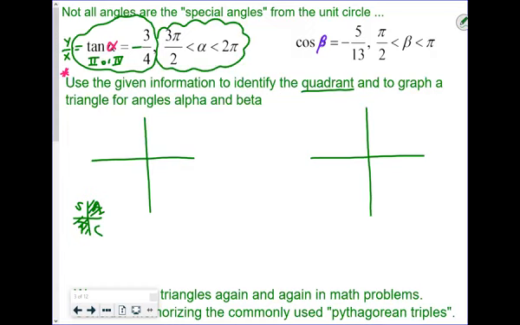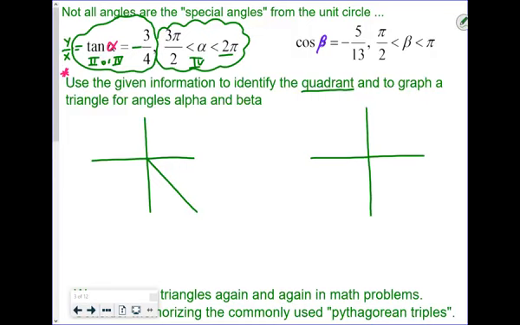Aha! This is telling me I'm between 3 pi over 2, which is here, and 2 pi, which is here. So it's telling me I'm in quadrant 4. I could have just used that. Okay? So I know I'm in quadrant 4.